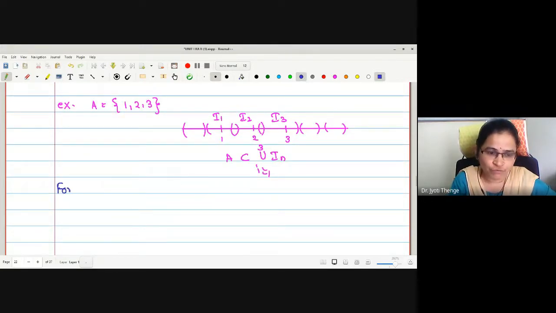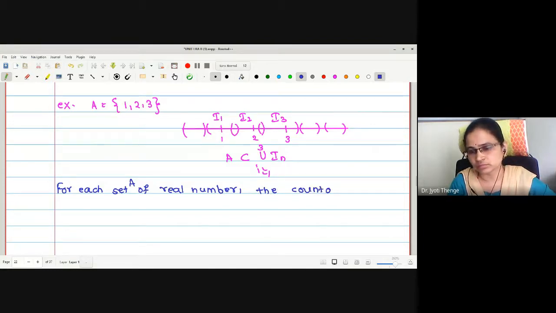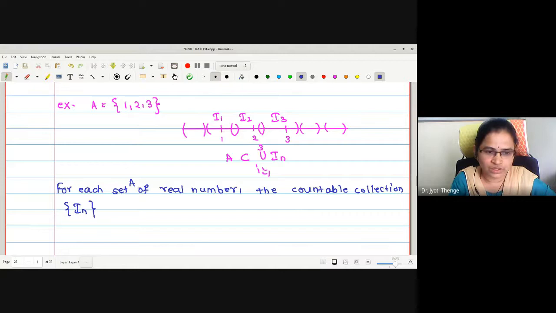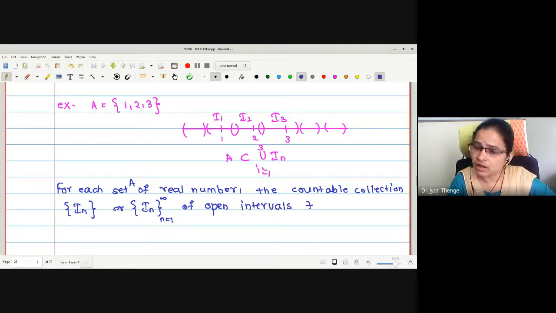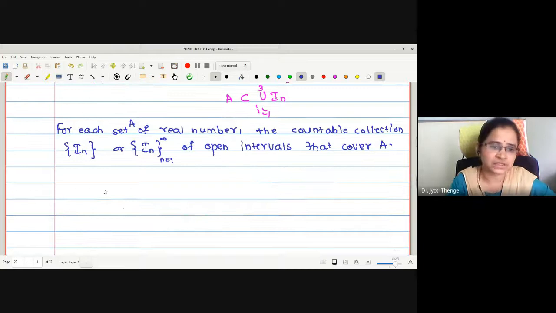Let me write the definition. For each set A of real numbers, consider the countable collection {In}, n from 1 to infinity, of open intervals that cover A. That is, A is contained in the union over n from 1 to infinity of In. How many such coverings are going to exist? Infinite, one can say, no?